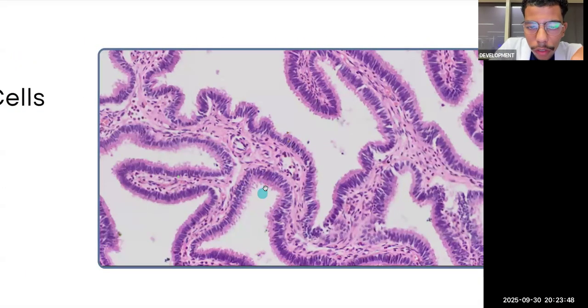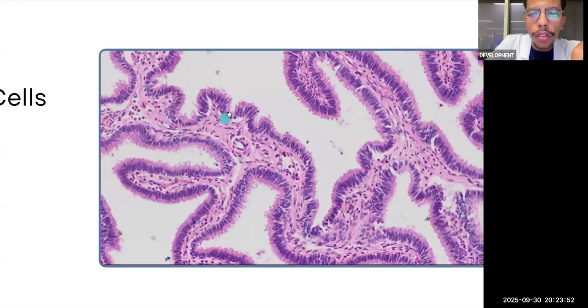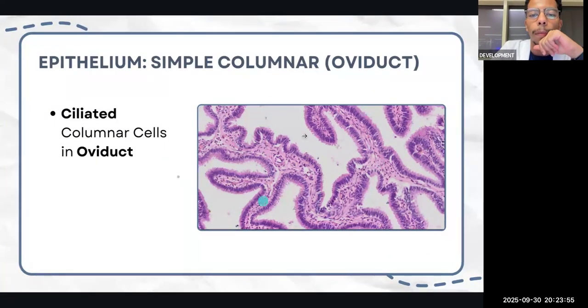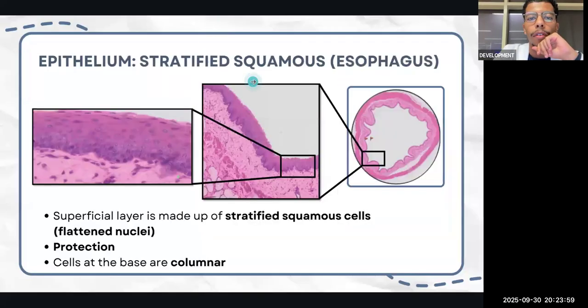Can you guys see how tall the cells are here? So this is the oviduct. This is what the oviduct looks like. There were no details mentioned. And that is it for the simple epithelium. Do you guys have any questions?